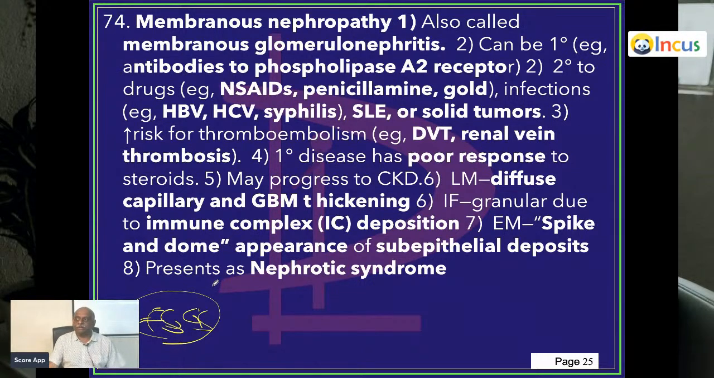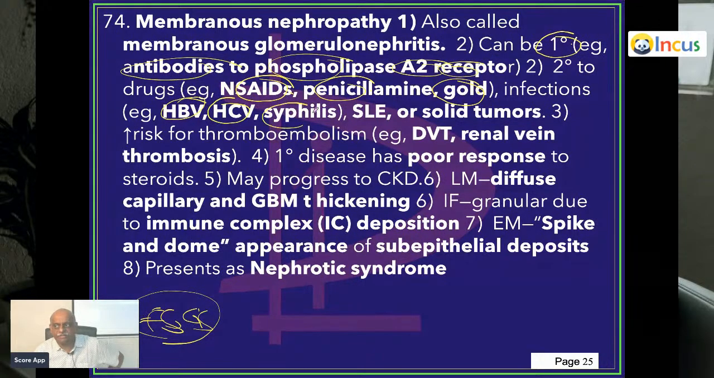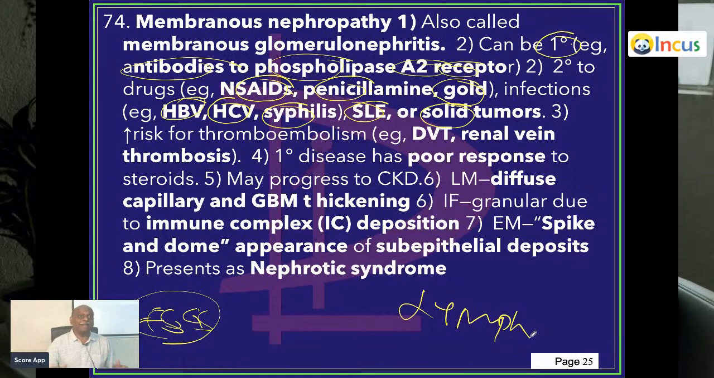Now, coming to membranous glomerulonephritis. Membranous glomerulonephritis can be primary, where antibodies to the phospholipase A2 receptor are created, leading to membranous nephropathy with proteinuria. But it can be secondary to drugs, secondary to infections. NSAIDs, penicillamine, gold can lead to membranous glomerulonephropathy with nephrotic syndrome. Hepatitis B virus, hepatitis C virus, syphilis can cause membranous nephropathy. SLE, very important. Solid tumors like lymphoma. Always, an elderly patient of about 65 or 70 presents with membranous glomerulopathy with nephrotic syndrome.